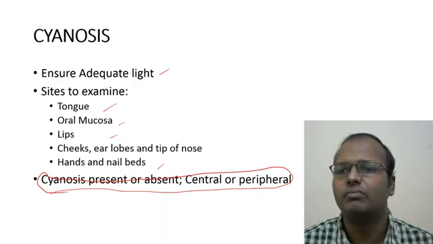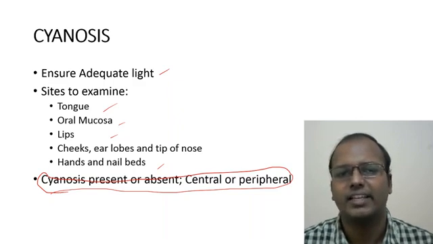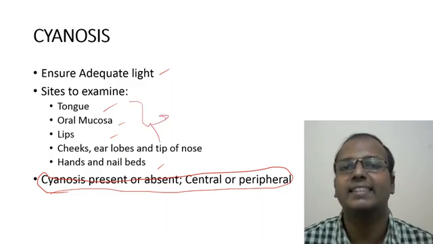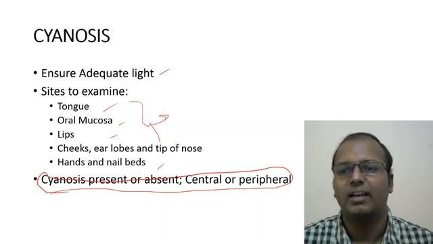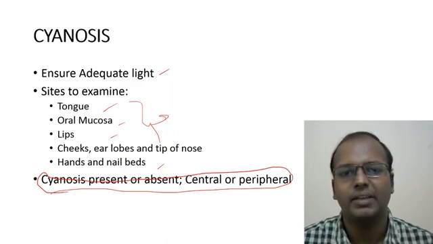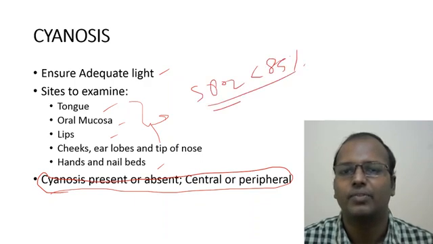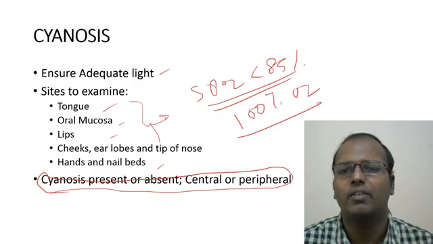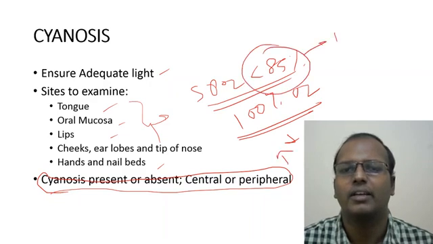So why are we checking these areas of the skin? Because in these areas the skin is thin and has numerous capillaries. If a patient has central cyanosis, the saturation will be less than 85%. If you give 100% oxygen, central cyanosis will improve and the saturation will increase.